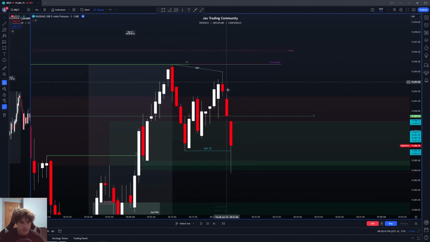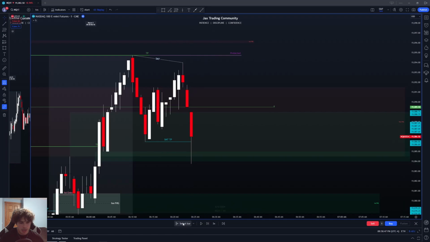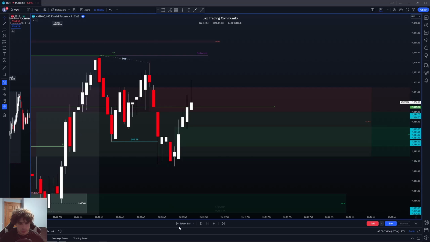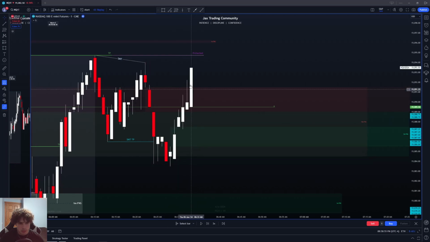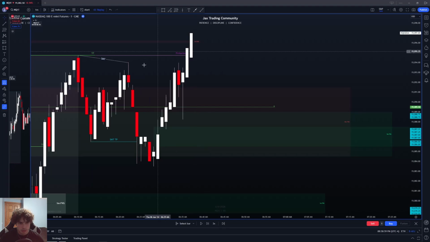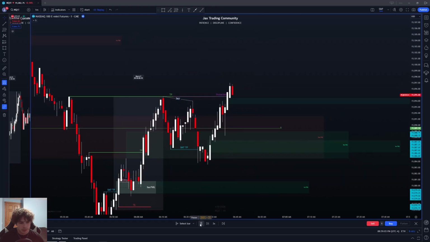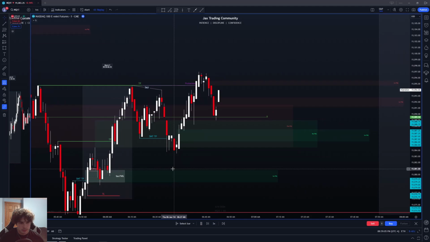You can see we have an SMT, displacement down. We have a couple liquidity gaps here. We take this SMT TP. We retrace up to here. We could either retrace to then go lower, or we could take out this protected high. So right here, we take out the protected high. Right, waiting for more structure.